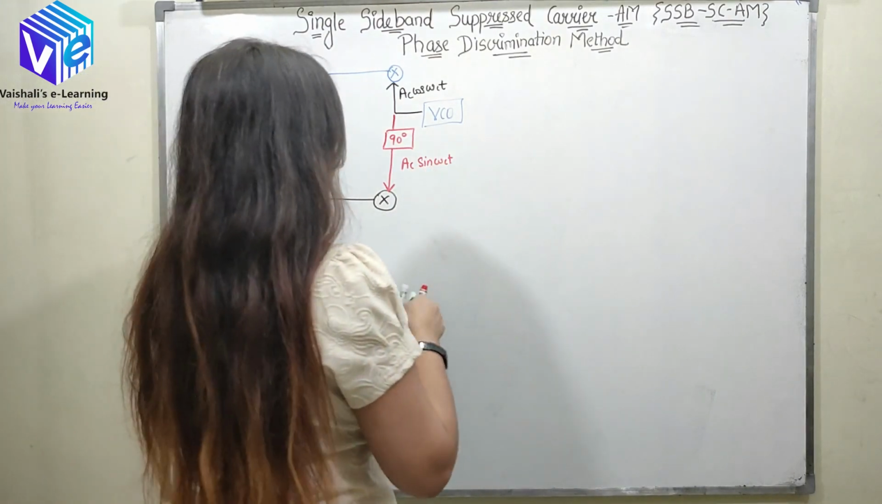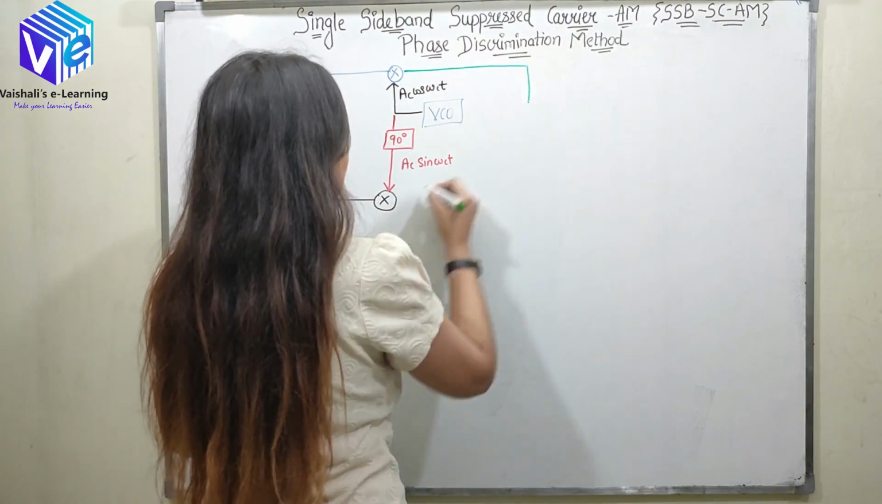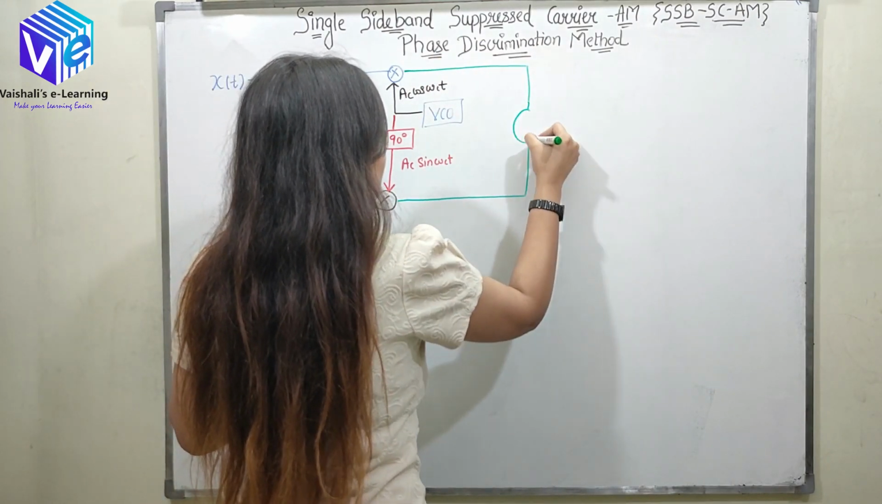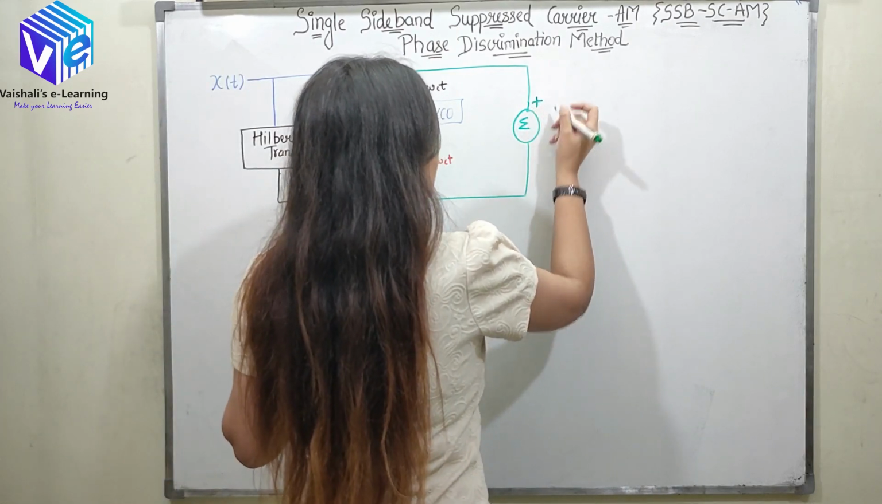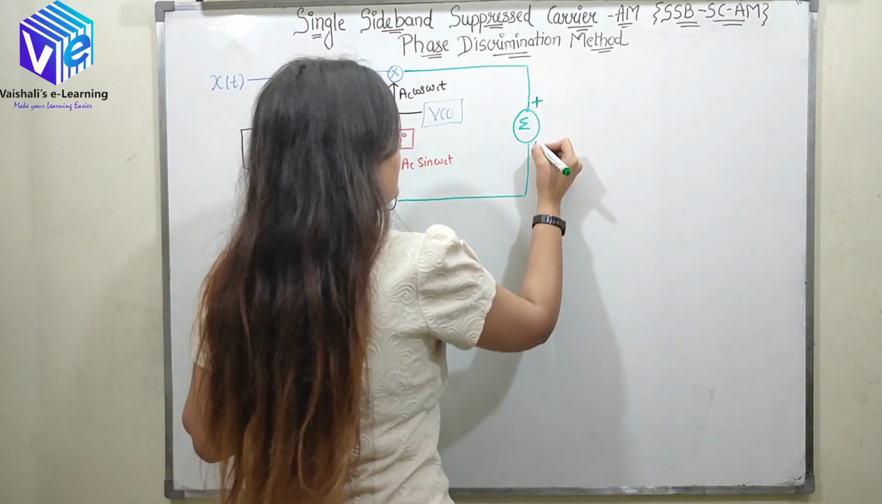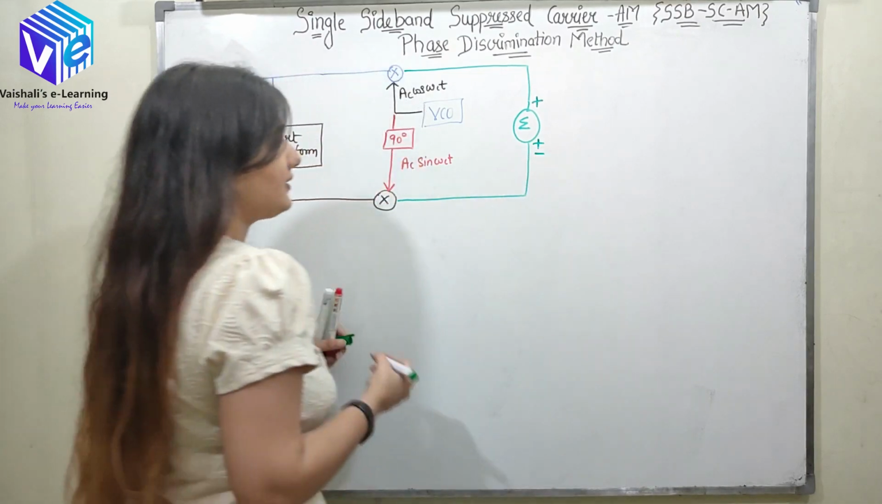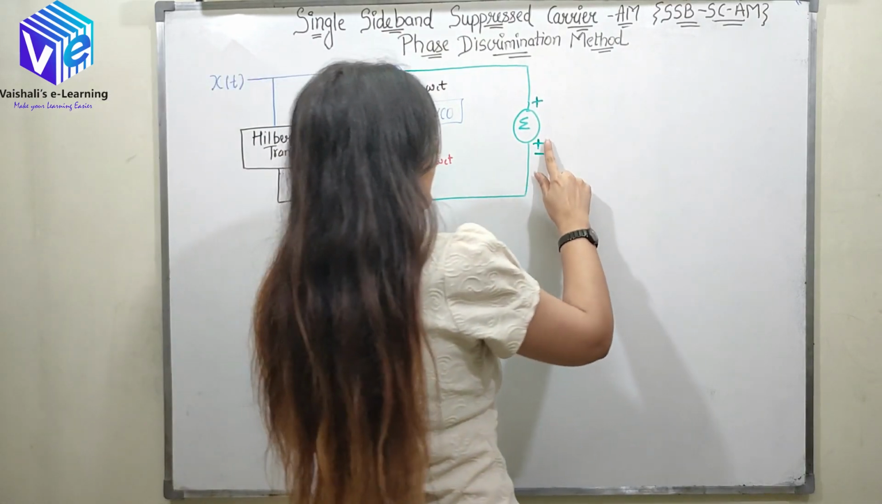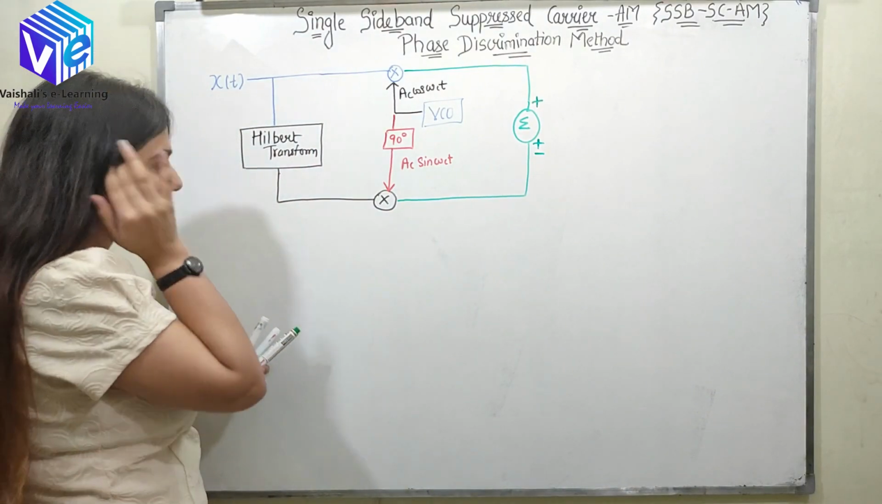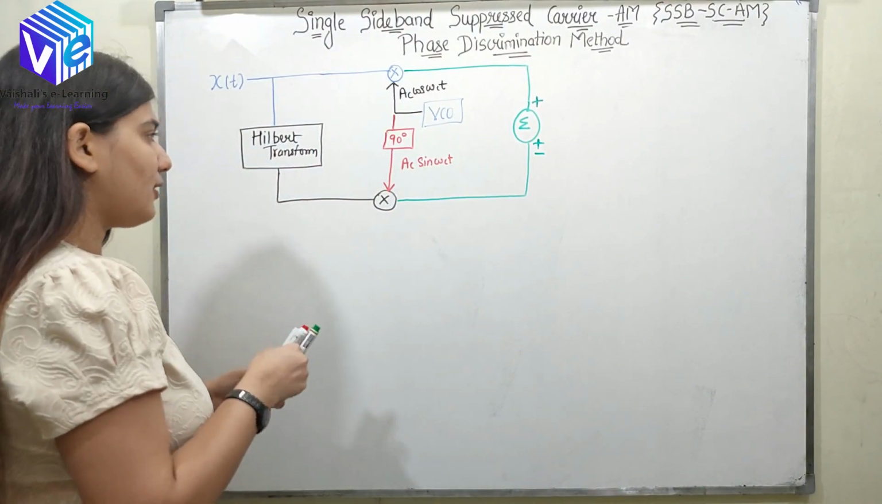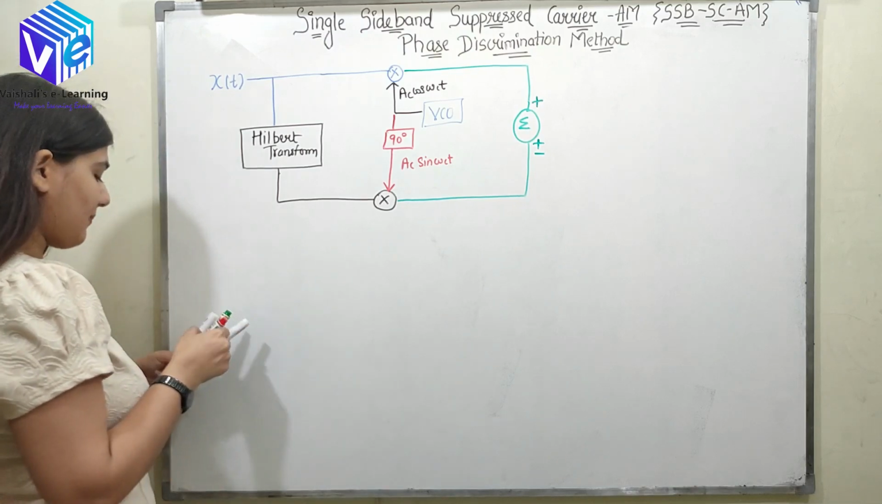I'll provide the signal to the adder. Here I can add the first signal and I can add or subtract the second signal. Depending upon the addition or subtraction, I can send either the upper sideband or the lower sideband. So now let's understand what is happening.